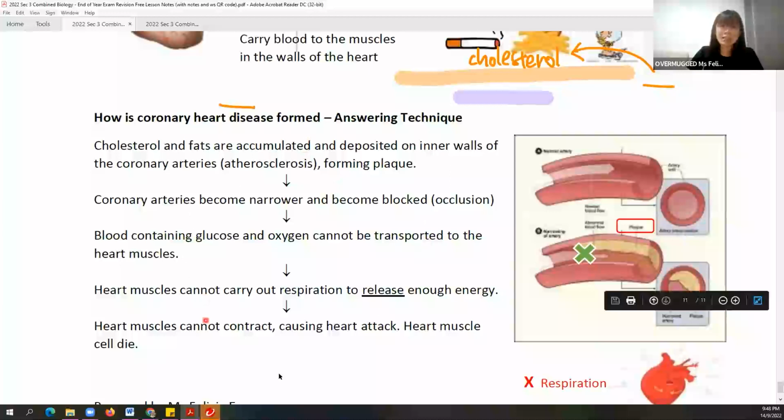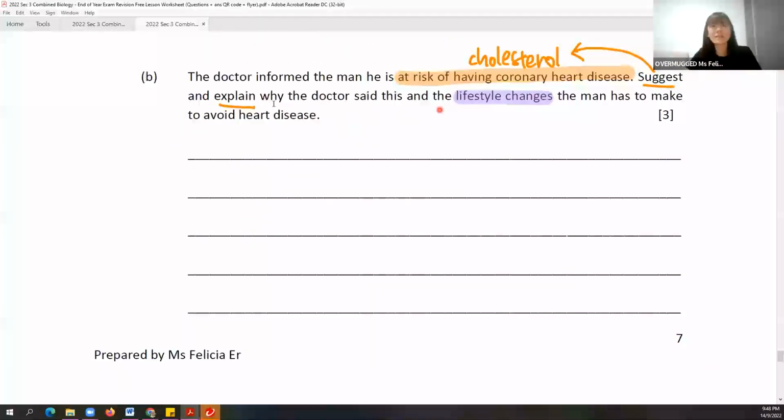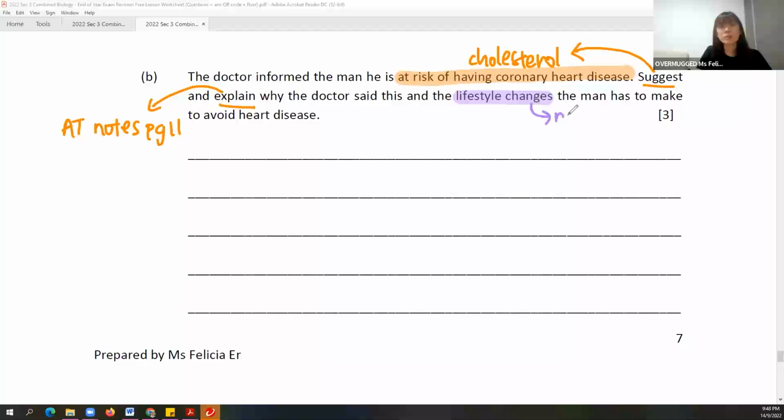So actually this whole chunk will be your answer for the explain part. Okay, so let's write it in. You copy from the answering technique on notes page 11. Then next, what is the lifestyle change? This one, you just copy from notes page 11 also. In there, I wrote down what you should avoid. So you just do it on your own. Done. That's all for this question.